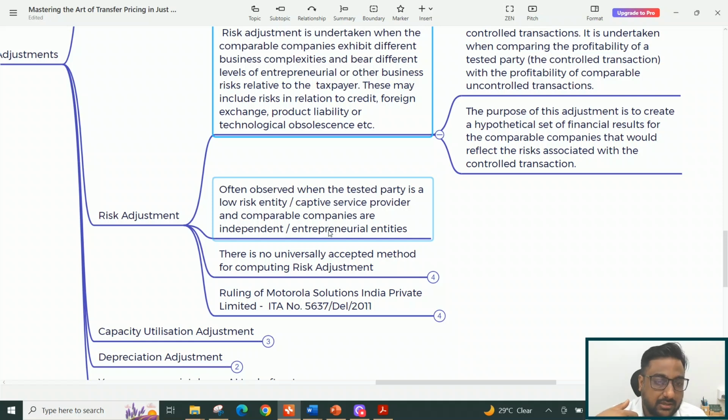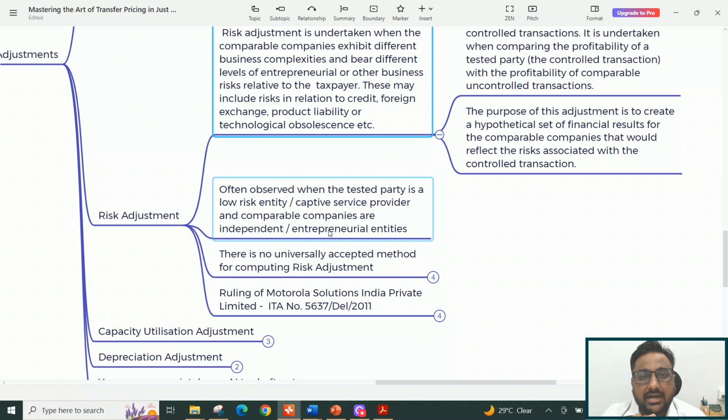Why does the TP consultant do these adjustments? Because the comparable companies are entrepreneurial companies like Infosys or Tech Mahindra. I'm just taking one example: there's a captive IT service provider in India, which is your tested party. For comparable companies, you have taken Infosys or probably Tech Mahindra, just assuming one example, right? Similar kinds of big companies available in the database, and you are able to match this company set on all your criteria except certain functional parts.